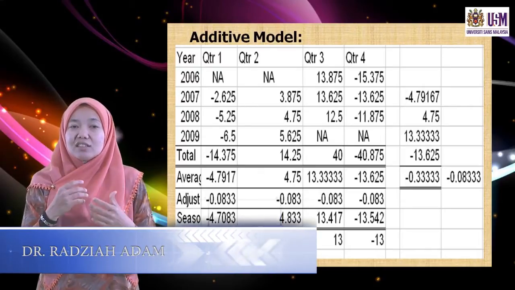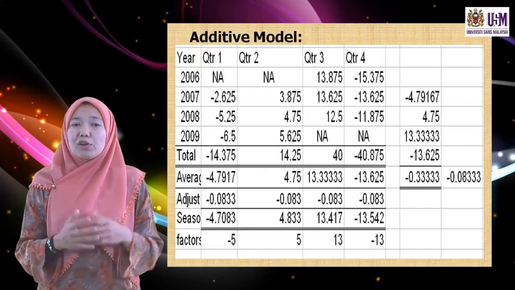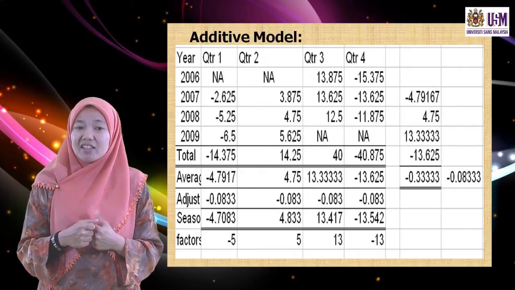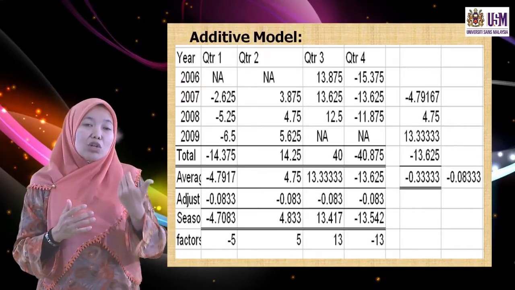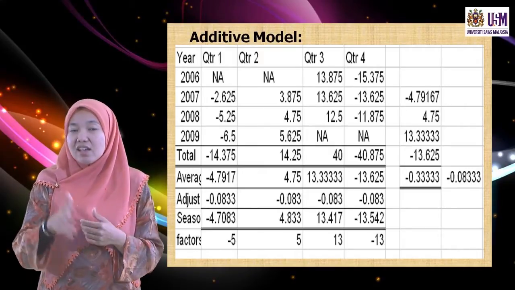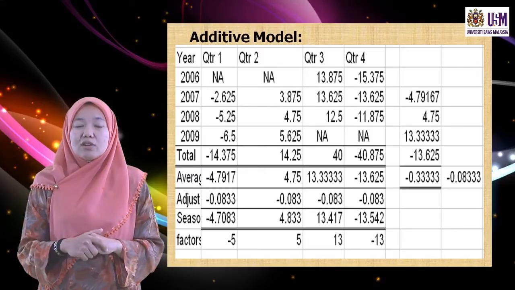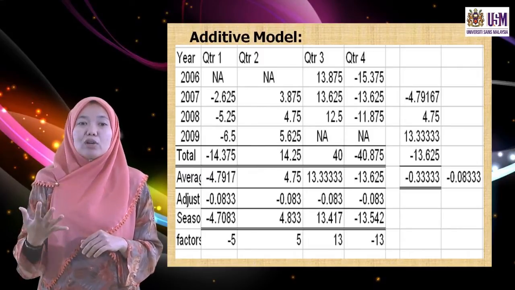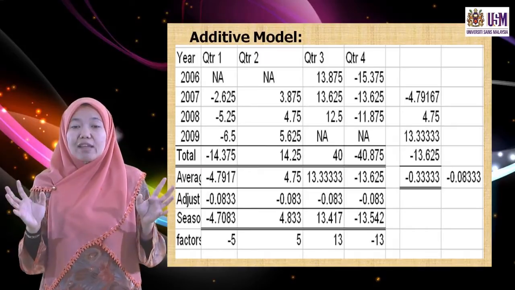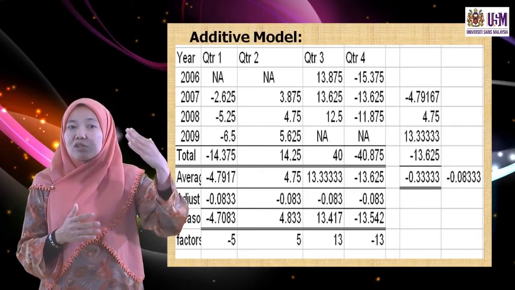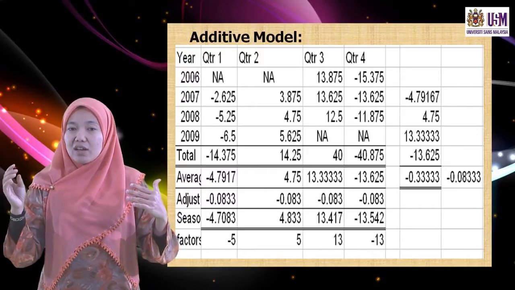This is just an adjustment of the table to make it easier for you to calculate the additive model. In order to calculate the seasonal index or seasonal factor, you fill in the seasonal components from just now. In this case, you do not have values for the first and second quarter of 2006, so ignore that and leave the cells empty. The same thing, you do not have the third and fourth quarter for 2009. It's okay, just put a dash, or you can put NA, which means not available. So now you have the rows for 2006, 2007, 2008, 2009, and the respective quarter values of the seasonal component.